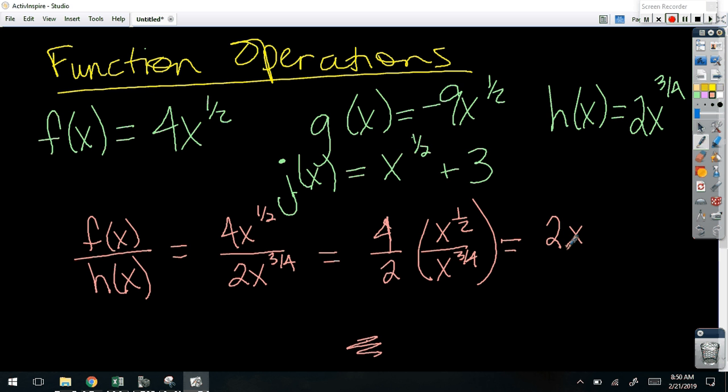1/2 minus 3/4 is what? Negative 1/4. Flip the x to the bottom, just the x, but not the 2, because remember the 2 is separate. It's 2 times x to the negative 1/4. So I want the 2 to stay in the top, and I want the x to the 1/4 to move down. Wait, how did you get negative? Because 1/2 minus 3/4. My bad, I got 1/4.